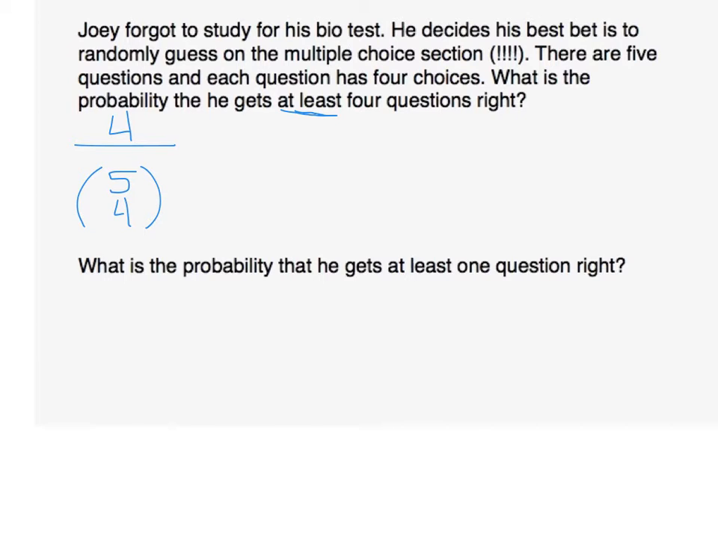The probability of success is the probability of getting the question right. Since each question has 4 choices, it's going to be 1 out of 4, or 25%, or 0.25. And he needs to get 4 of them right, so we're going to raise that to the 4th power. Then that means his last choice has to be wrong. So the probability of failure, that he gets it wrong, is going to be 3 out of 4. And we want that to happen just once. You can put a little exponent of 1 if you want, or you can just leave it as is. And then you just put that in your calculator.